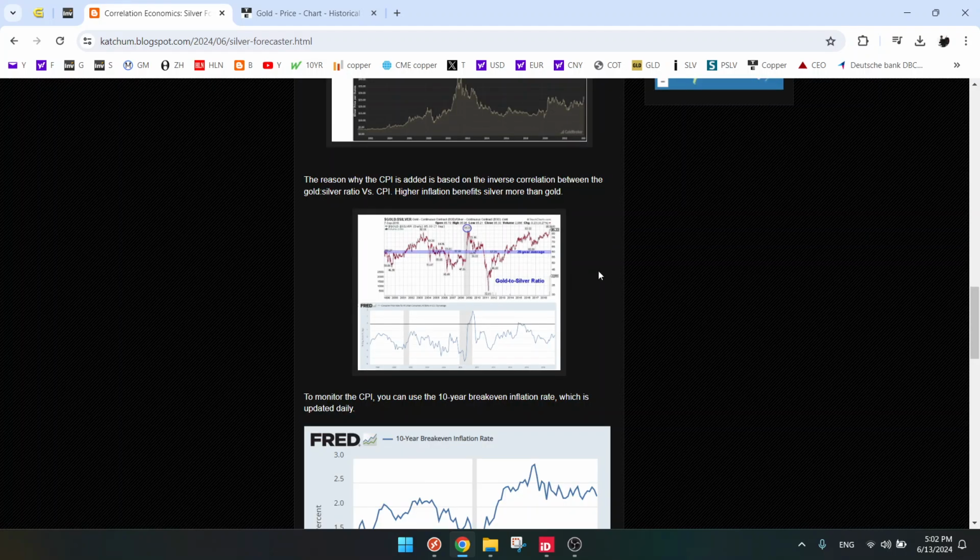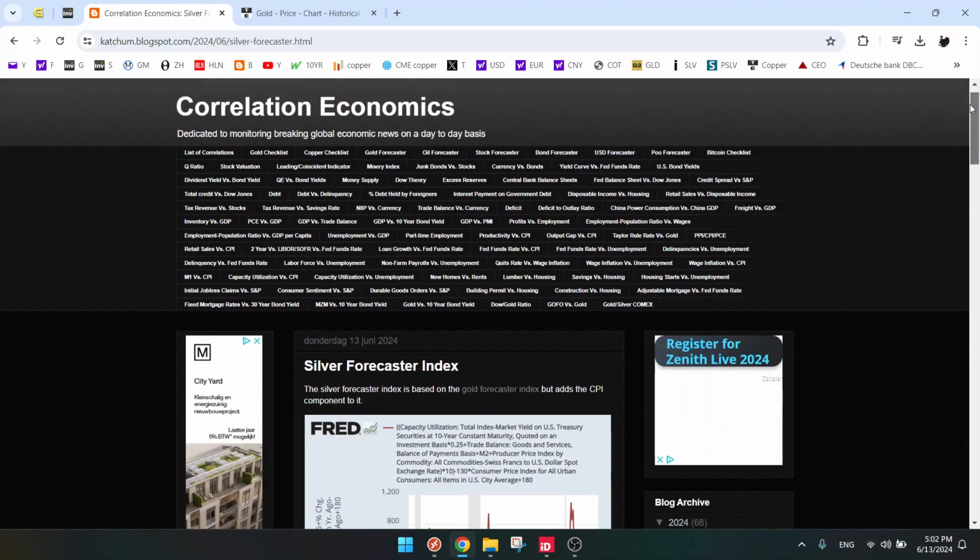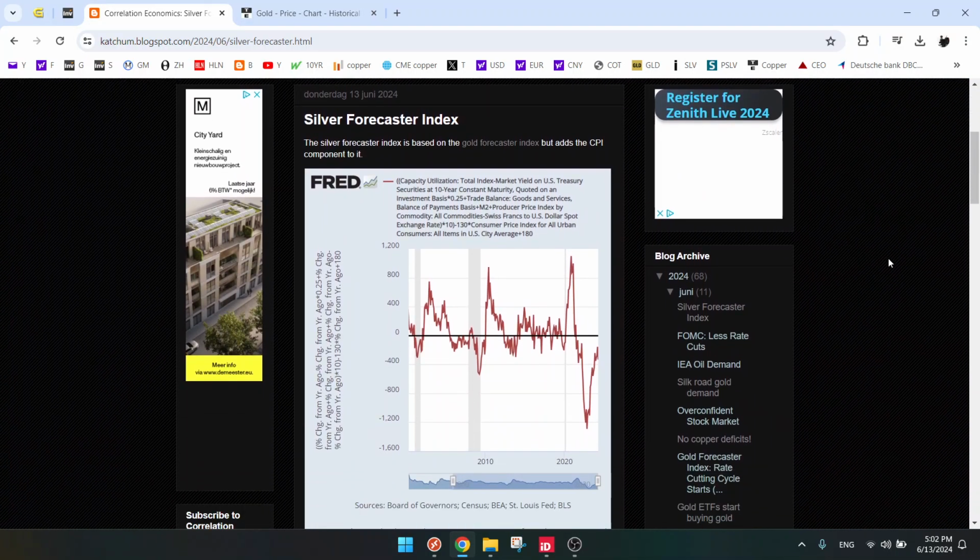Okay, I'm really happy to have found a way to predict silver, and I will be using this knowledge in my future investments.